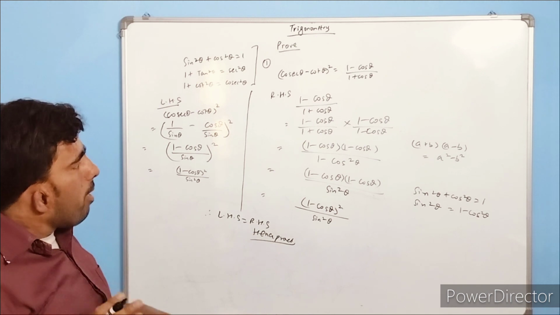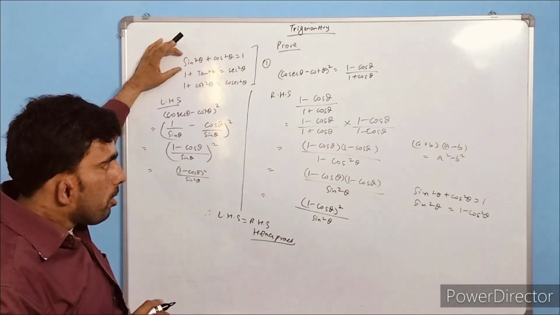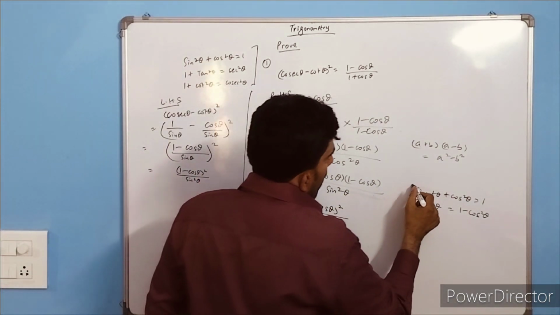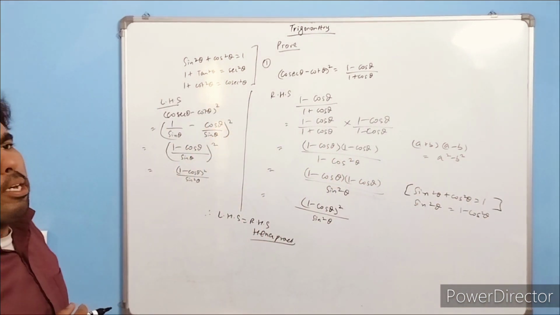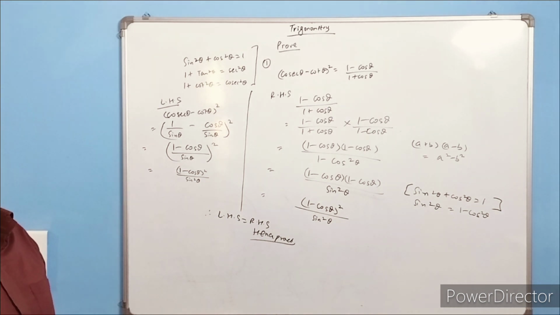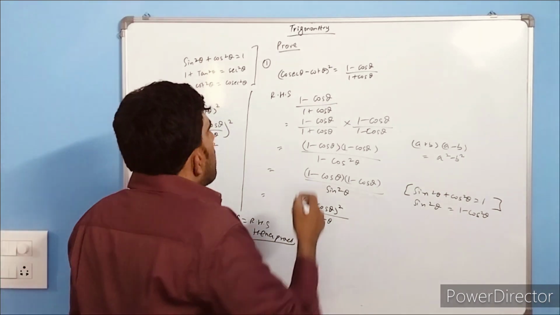Okay. So this is how we can prove. What we have used is only a single identity in that case: sin square theta plus cos square theta is equal to 1. Whichever identity we use, we need to write it while solving the numerical. Okay, I hope it's clear now. We'll move to the next numerical.